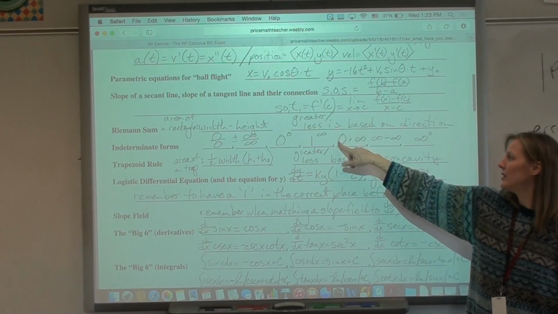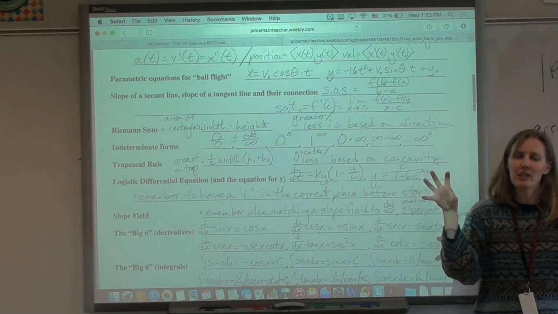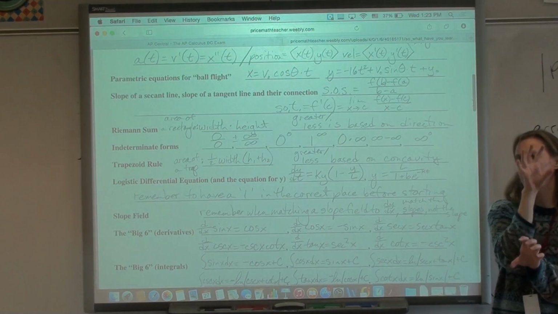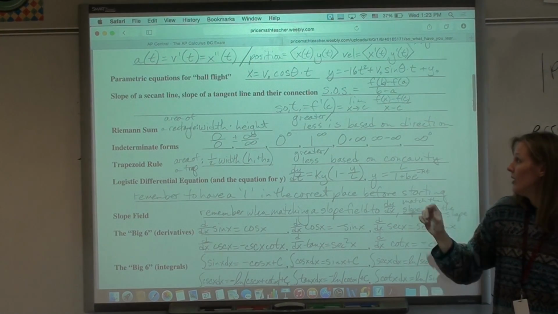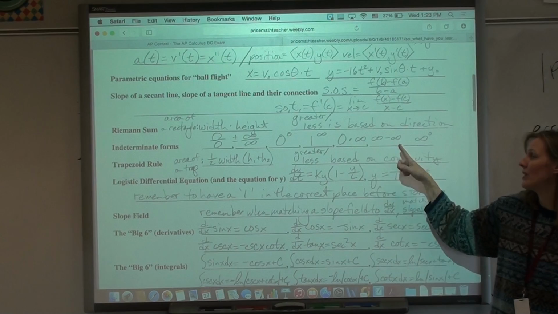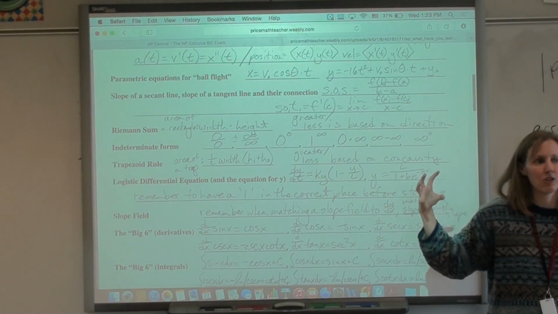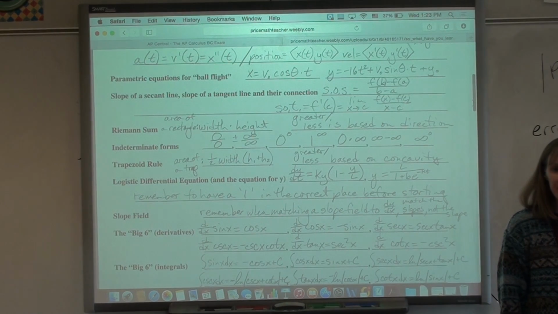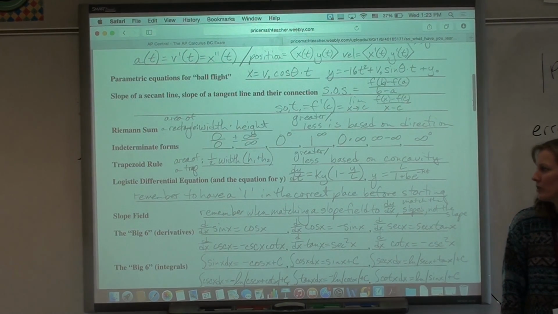If you get 0 times infinity, that's when you want to move one to the bottom so that it becomes 0 over 0 or infinity over infinity. If you have infinity minus infinity, it's usually fractions, and you just combine the fractions and go from there. So there's all your indeterminate limit forms.